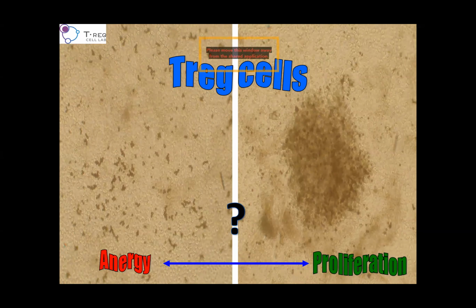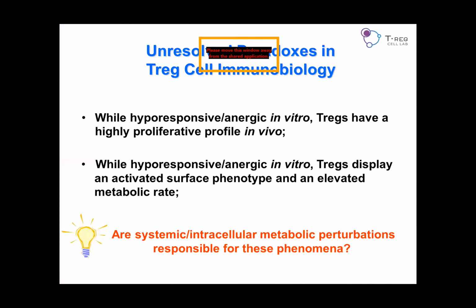So I think that metabolism can give a lot of answers to this. And this has basically been the interest of our lab over the last 10 years. So these are the questions I've told you. While these cells are hyperresponsive, they have a highly proliferative phenotype in vivo. And again, despite being anergic in vitro and hyperresponsive, they display an active phenotype on the surface.